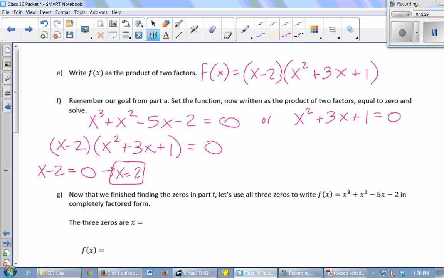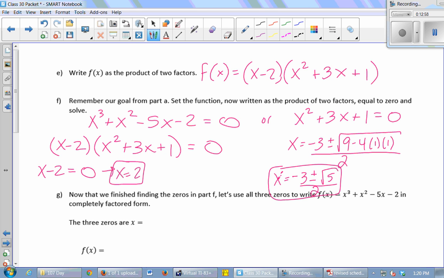Yeah, factor it or use the quadratic formula. It doesn't factor, so I use the quadratic formula. X equals negative b plus or minus the square root of b squared minus 4 times a times c, all over 2a. So this simplifies to x equals negative 3 plus or minus radical 5 over 2. So there are my other two zeros. So I've now found my 3 zeros.